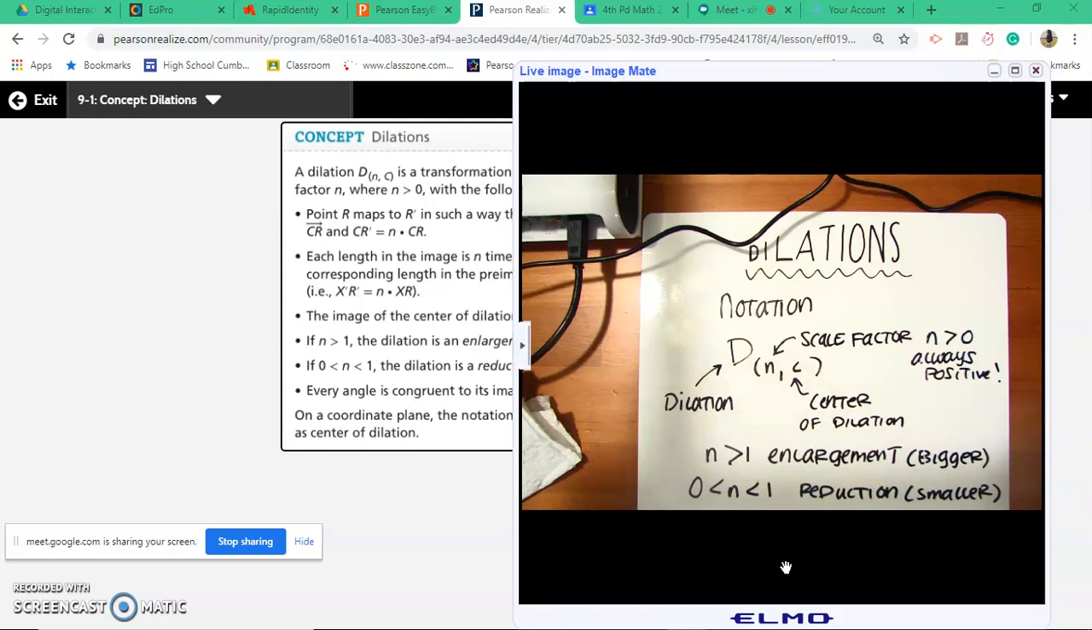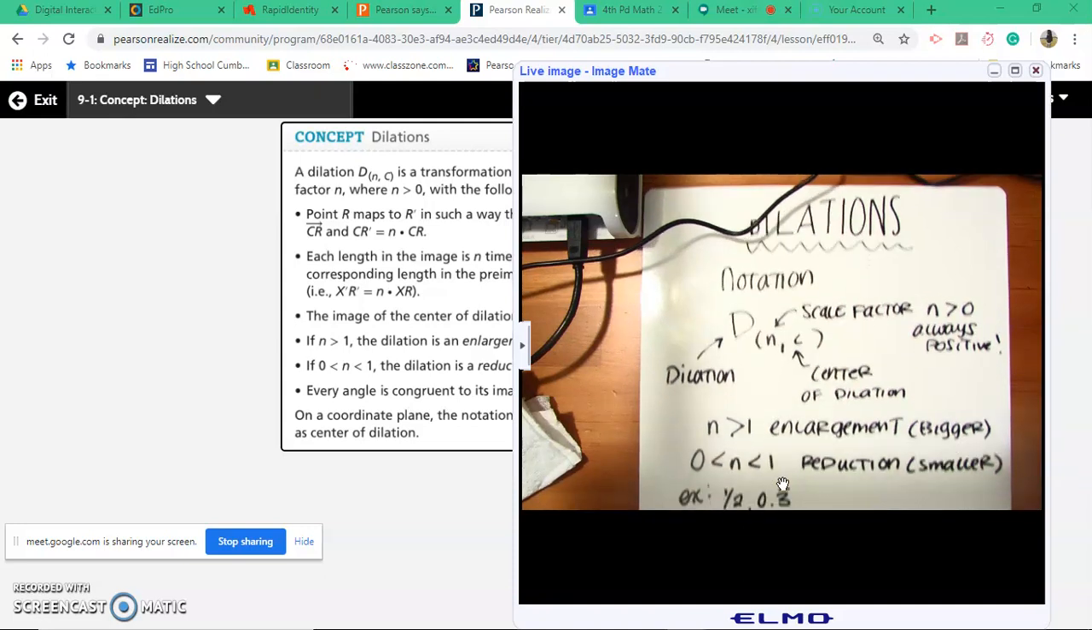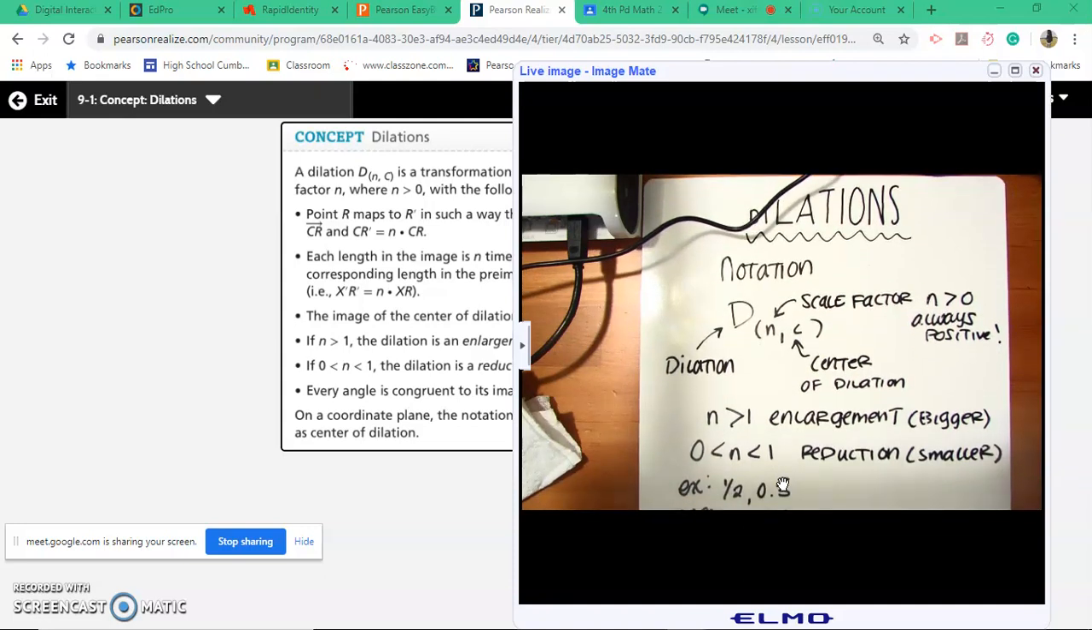The center of dilation can be anywhere. It can be in front, behind, on the shape. It can be in the middle of the shape, like we saw in one of our examples. And I'll just go ahead and skip to this part right here. If N, which is the scale factor, is greater than 1, that means your shape is going to get bigger. If N is between 0 and 1, like a fraction, like 1/2, like we saw earlier, or a decimal, then it's going to be a reduction, so that's going to get smaller.